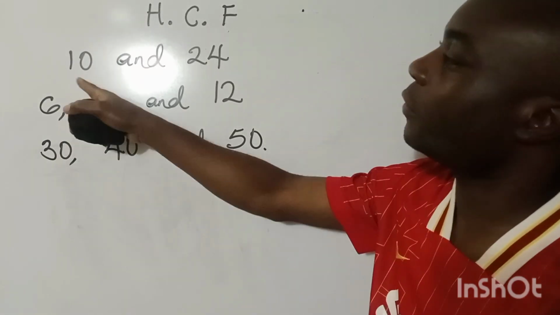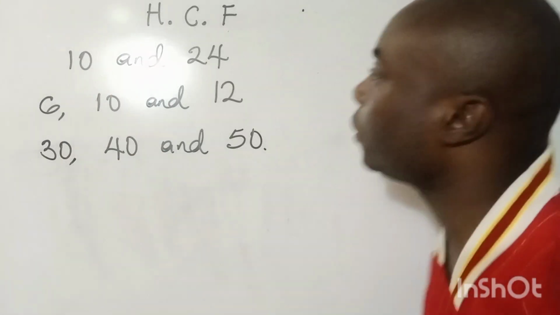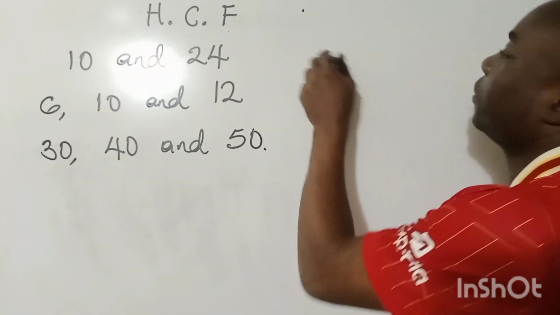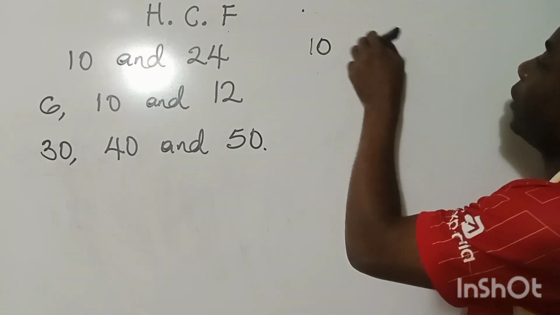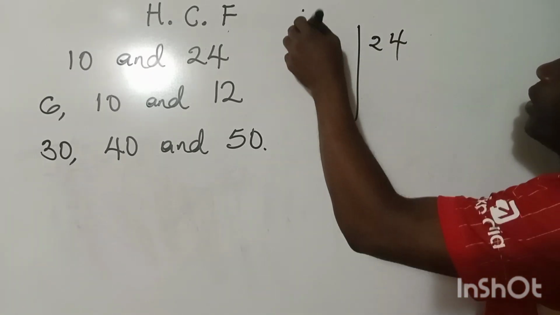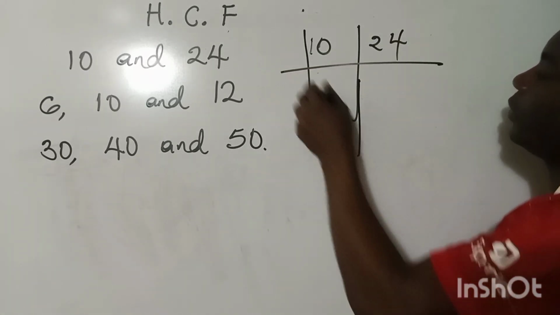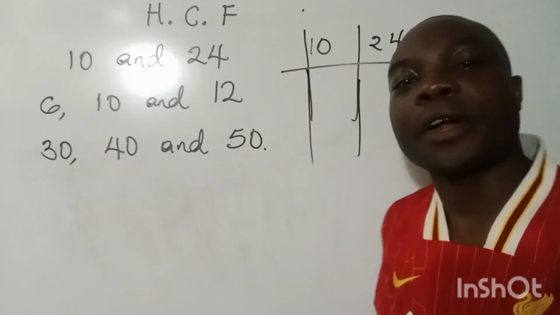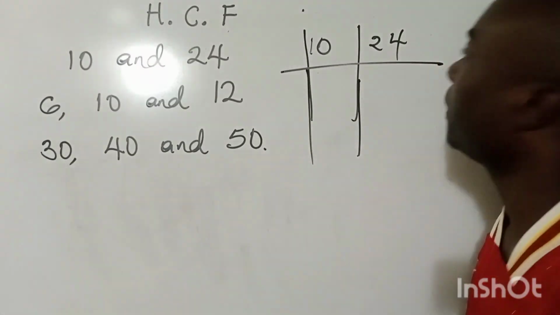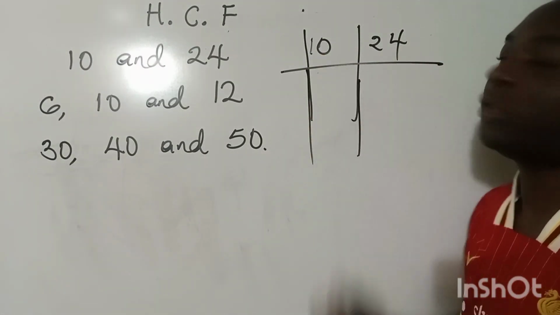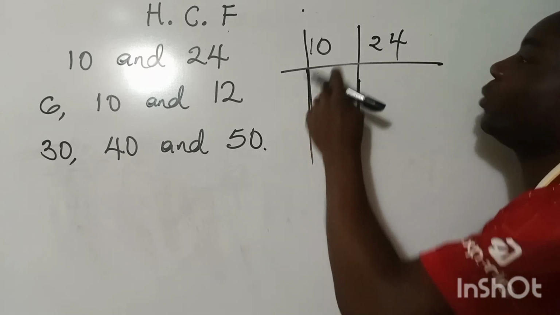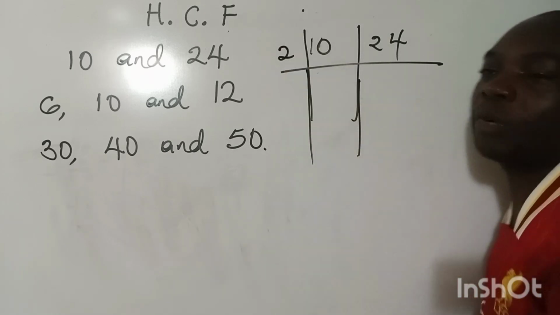For us to get the HCF of 10 and 24, all we need to do, a simple method, we'll just carry our 10 and our 24, and we'll have a table in this manner. Then we'll use prime numbers. The lowest prime number that can divide 10 and 24. The lowest is 2 because these are even numbers. So we'll start with the lowest, okay?